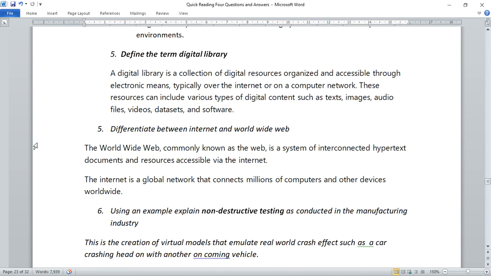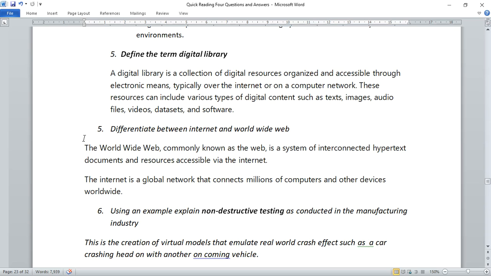What is the meaning of a digital library? What is a digital library? A digital library is a collection of digital resources organized and accessible through electronic means, typically over the internet or on a computer network. These resources can include various types of digital content such as text, images, audio files, videos, datasets, etc. You can also try to search from YouTube, that is a digital library. YouTube can also be termed as a partial digital library because I actually use it for learning. You can also see you are using YouTube for really learning these topics.